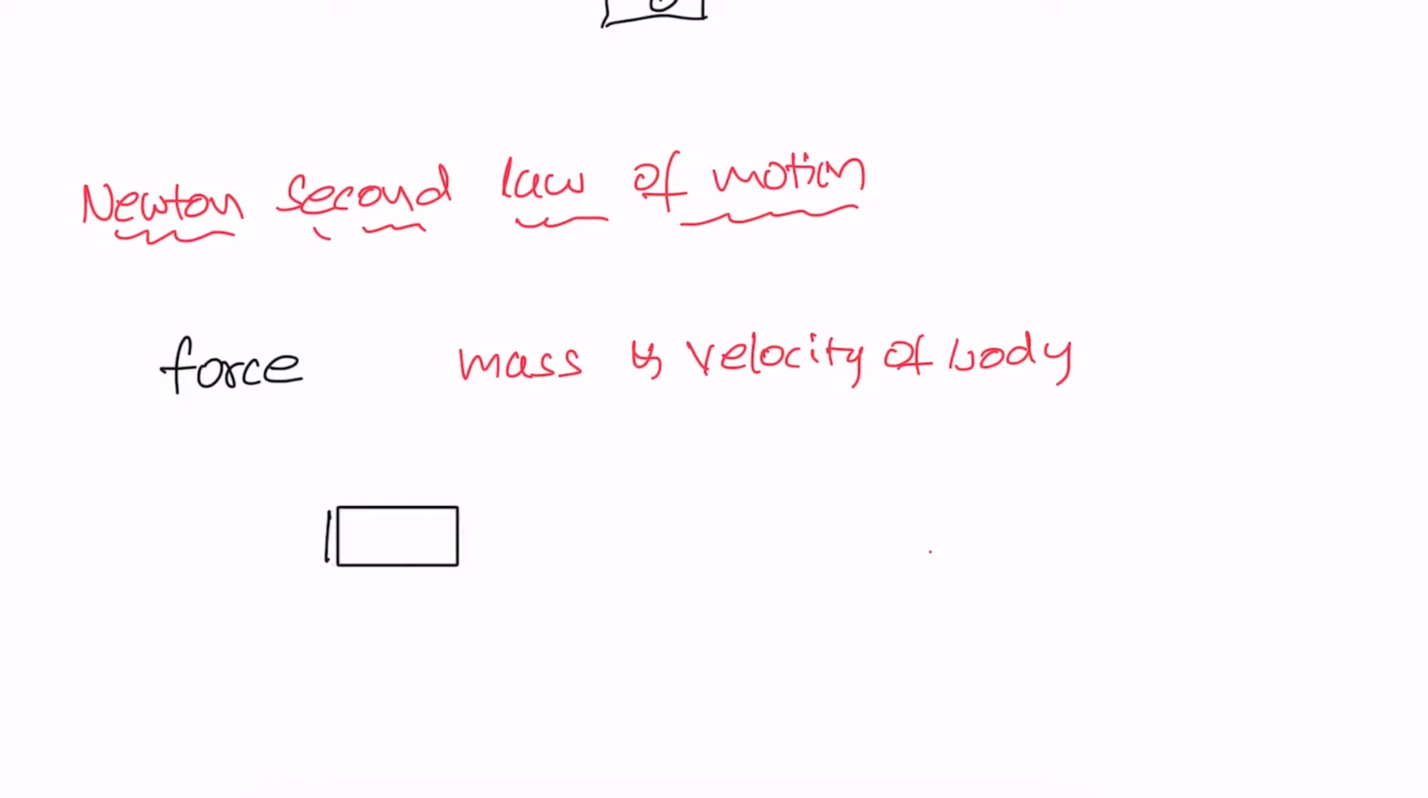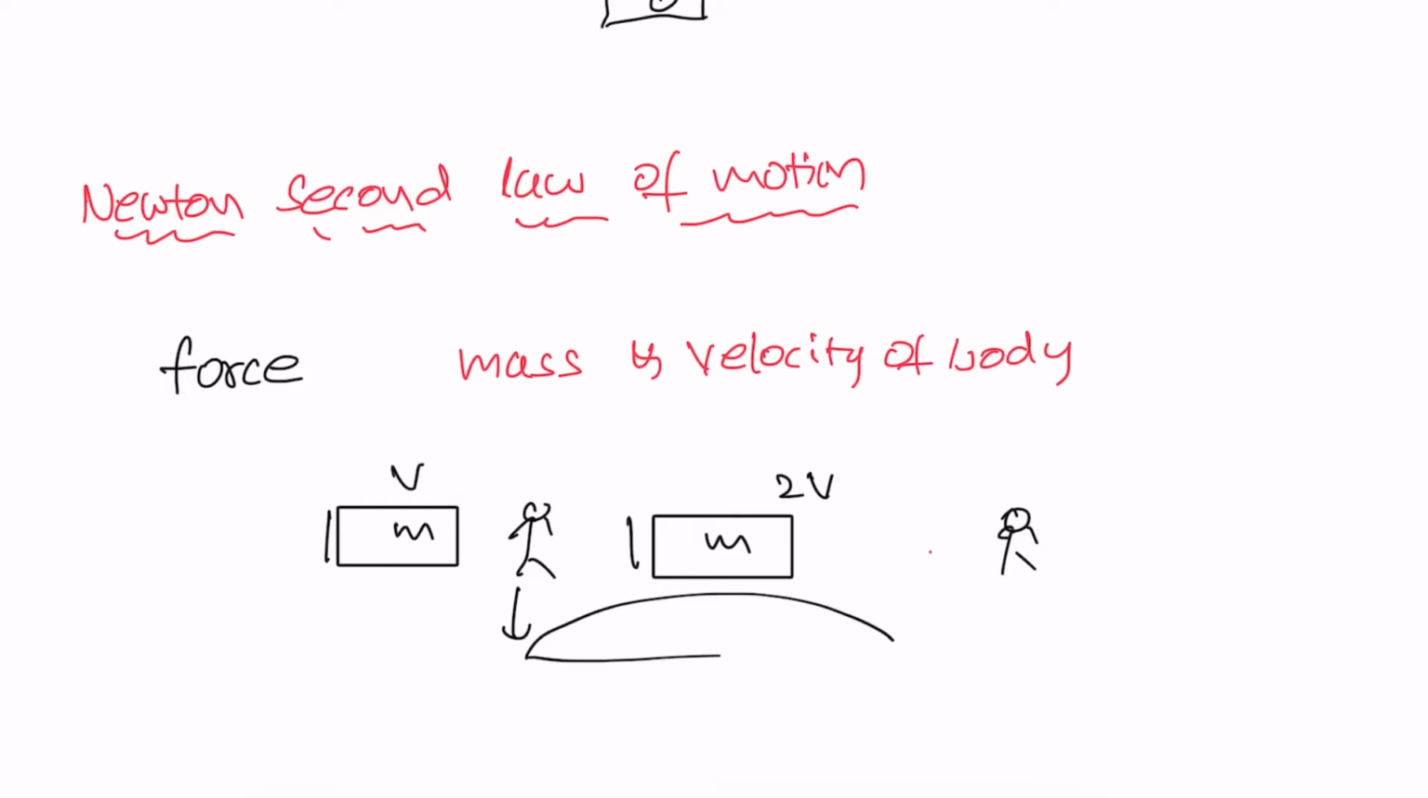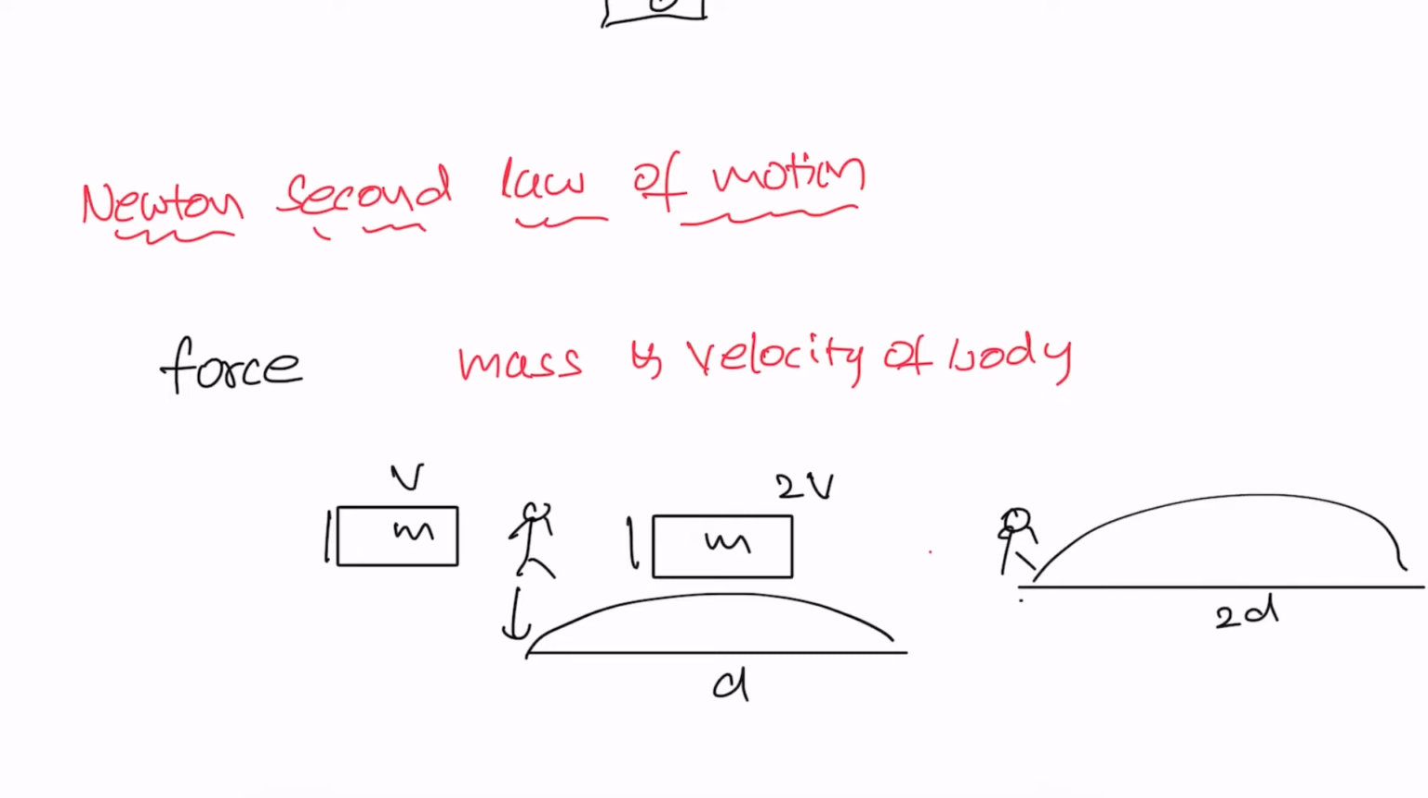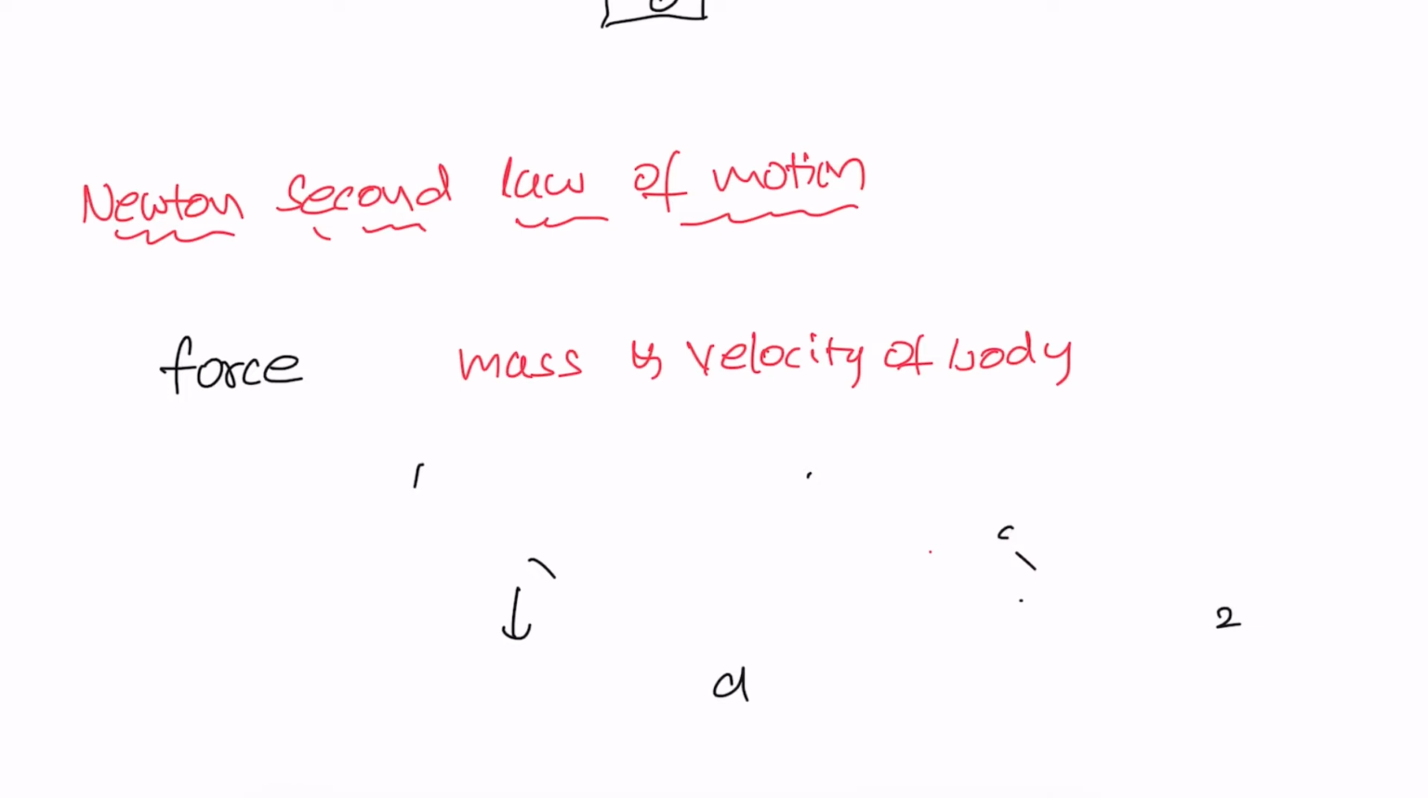Suppose two bodies are moving, one with velocity v, the other with 2v. Both bodies have the same masses and hit the person in both cases. Suppose in one case the person is jumped from this point to this point, that is d. Now in the other case he jumped 2d distance. So what is happening here? It is also proportional. So here force depends upon velocity. So force depends upon mass and velocity.